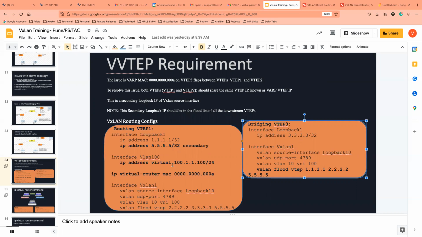So whatever three things we discussed, you can see in this configuration. One is virtual MAC should not be configured on bridging VTAP. It should be there on routing VTAP, right? The 555 VTAP IP should be present on routing VTAP, but not on bridging VTAP. And flood list 555 should be present on bridging VTAP. It's fine if it is not there on routing VTAP, but if it is there, then also it does not cause any problem.